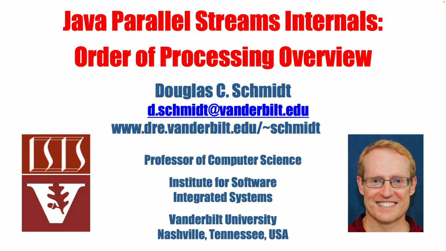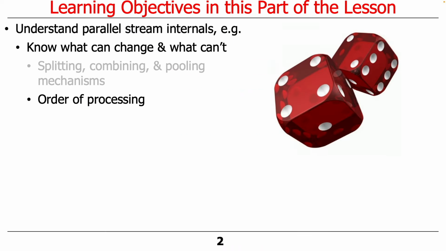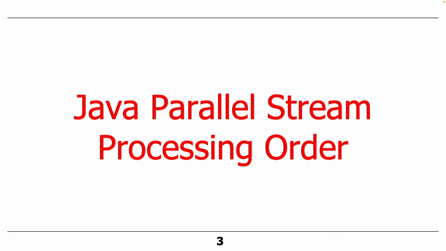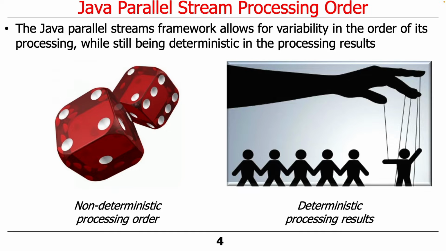We're now going to talk about the order in which elements are processed and the way you can control or not control this ordering. This is a very interesting topic, and it gets into this issue of how the apply phase is a little different from the split and combine phase in terms of what you can control. It turns out that the Java Streams framework intentionally allows for variability in the order in which things are processed. That's the apply phase, while it can still be deterministic, if you choose, in the order in which the results are presented to you.